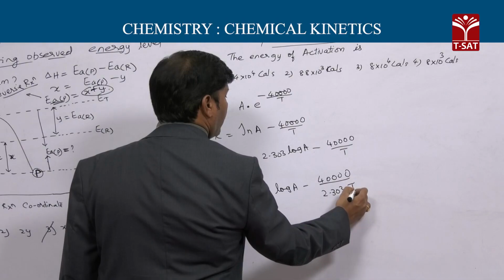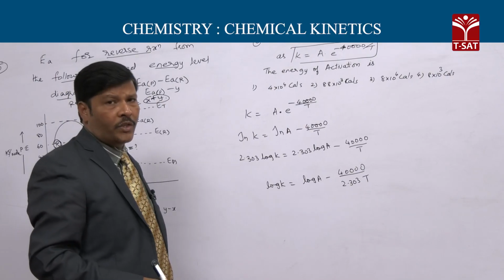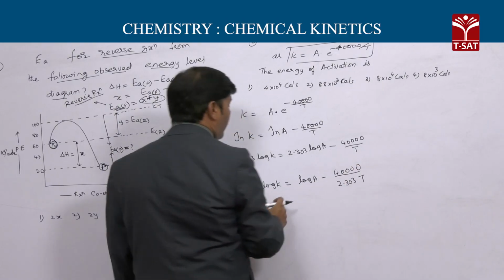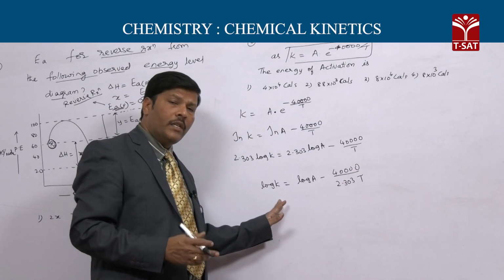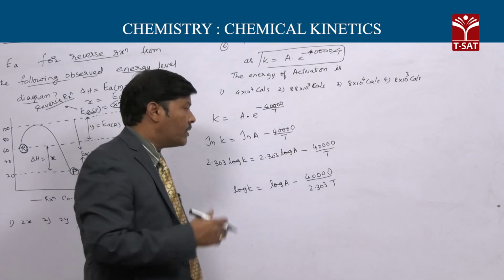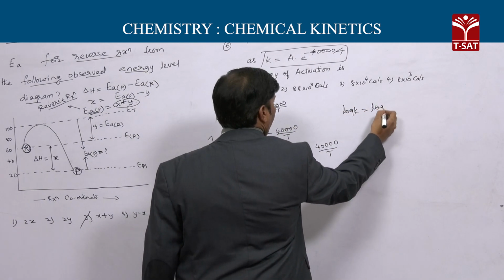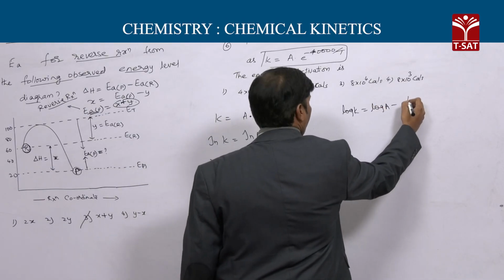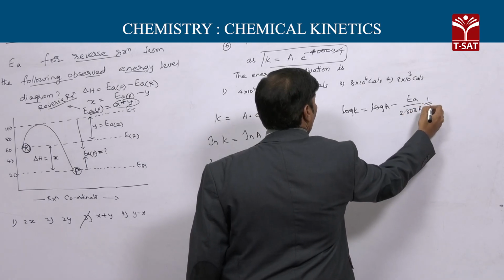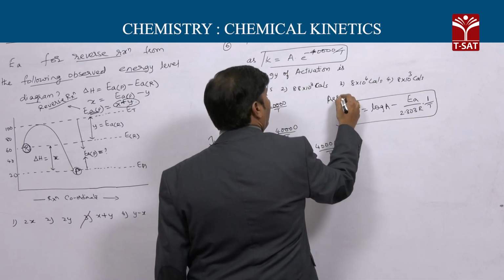If we equate this expression with the original Arrhenius equation for the temperature dependence, we are trying to convert the given data into the Arrhenius expression. So log k is equal to log A minus 40,000 divided by 2.303 into temperature, and the original equation we also know. What is the original equation? Log k is equal to log A minus Ea by 2.303 R into 1 by T. This is the original expression we know. This is the Arrhenius equation, the original Arrhenius equation.